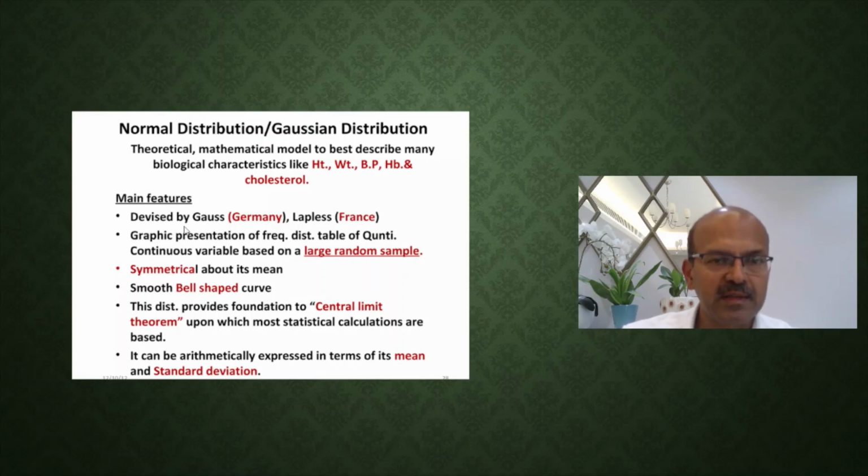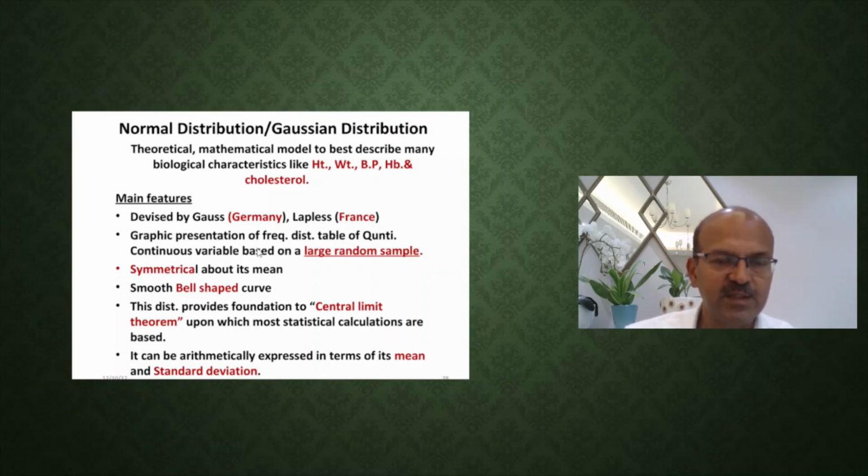So these factors lead to the normal distribution, which is also called the Gaussian distribution, and it's a theoretical or mathematical model to describe many biological characteristics. We described variables: height, weight, blood pressure, hemoglobin, cholesterol, etc. So these are all distributed by a Gaussian distribution within the population. It was devised by Gauss from Germany and Laplace in France.